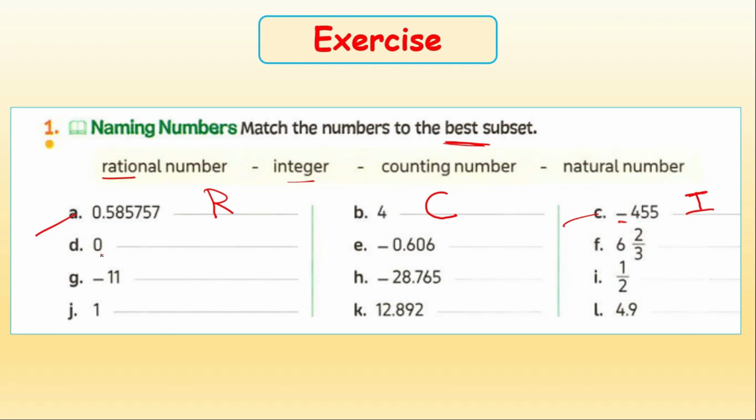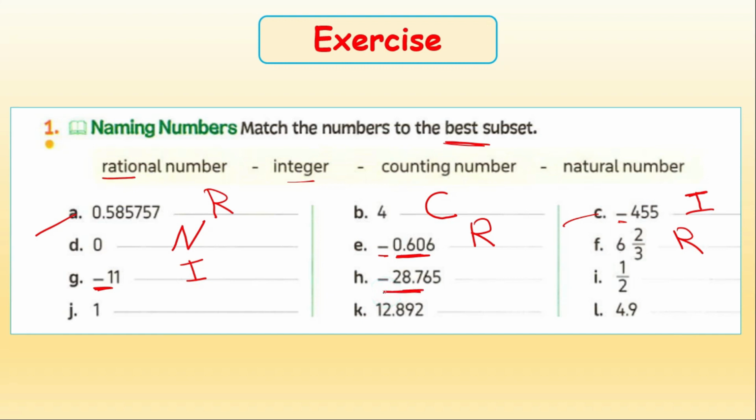0. The first set that contains number 0, the first set natural تمام. بعد ما قلنا الكاونتنج هما starting with 1 زودنا بعد كده 0 في الناترال numbers. Okay. Letter E negative and decimal in rational numbers. Okay. الديسيمال بس موجود في الريشنال، ولا هو integer ولا counting ولا natural. Okay. The next number mixed number 6 and 2/3 mixed also in rational تمام. Negative 11 negative number so it must be at the first in set of integers.